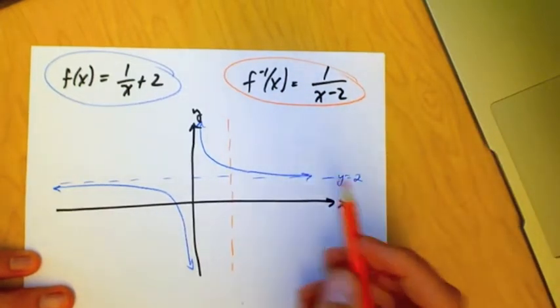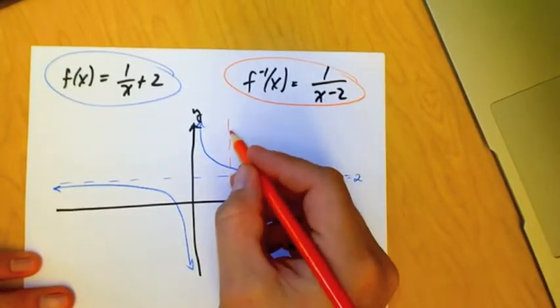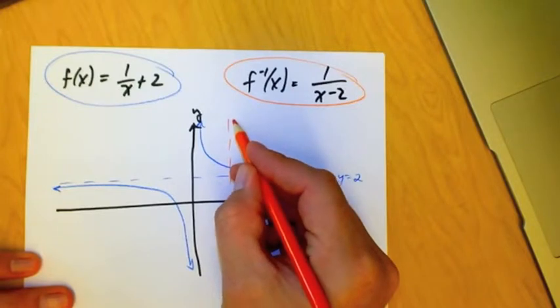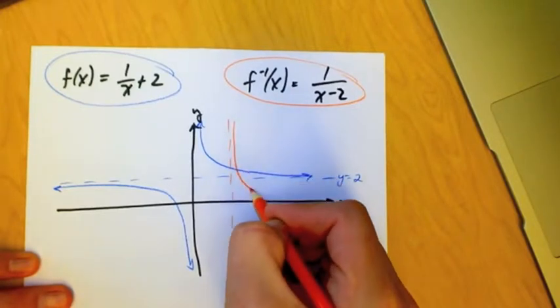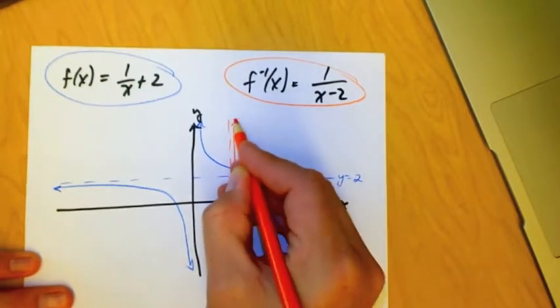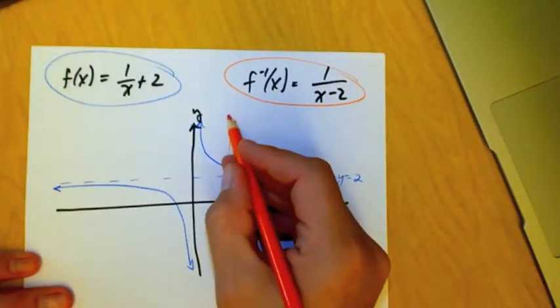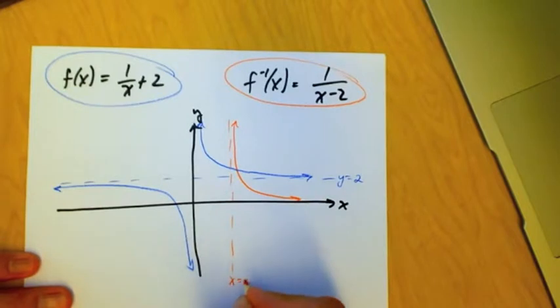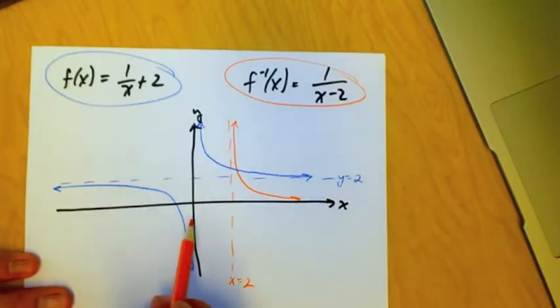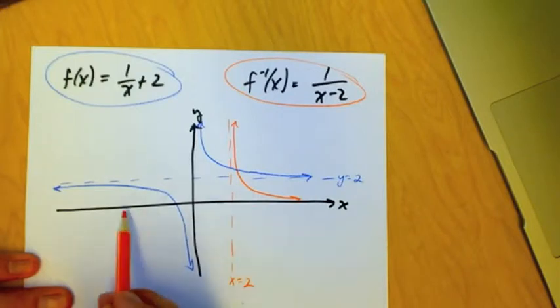We'll see how this goes here, trying to make it look somewhat okay. To the right two, so this is like this. So in this case, the horizontal asymptote is the x-axis, but the vertical asymptote is x equals 2. And it should be something like this.